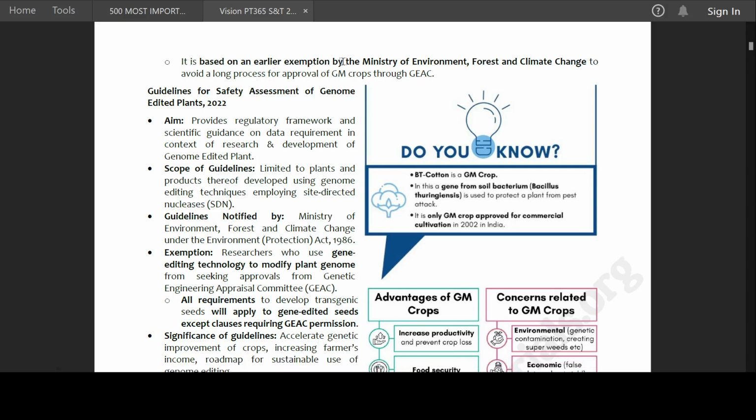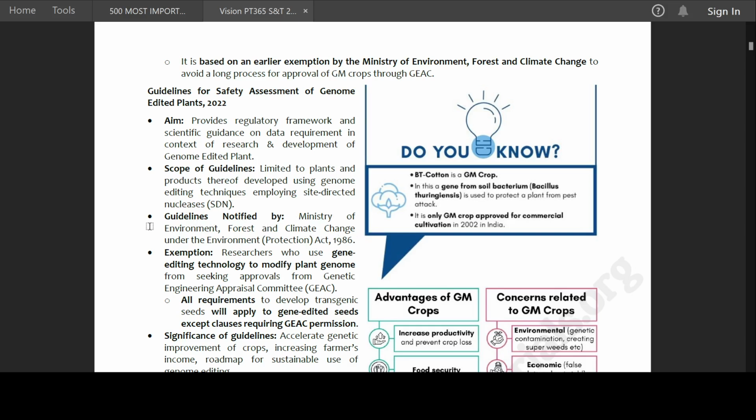It is based on an early exemption by the Ministry of Environment, Forest and Climate Change to avoid a long process for approval of genetically modified crops. Guidelines for safety assessment of genome edited plants 2022. Aim: provides regulatory framework and scientific guidance on data requirement in the context of research and development of genome edited plants. Scope of the guidelines is limited to plants and products developed using genome editing techniques employing site-directed nucleases. Guidelines were notified by the Ministry of Environment, Forest and Climate Change under the Environment Protection Act 1986.